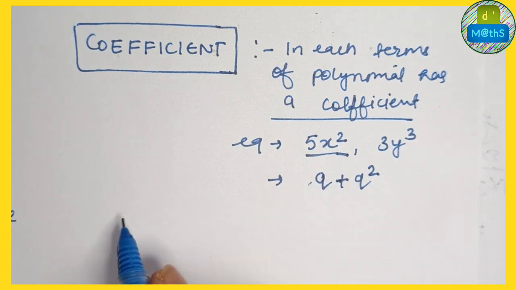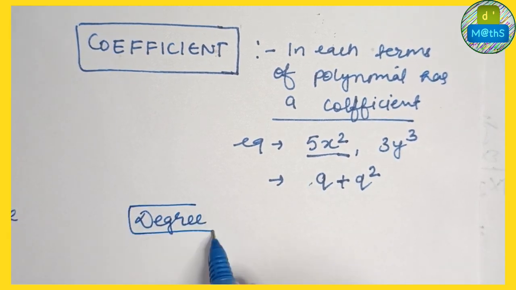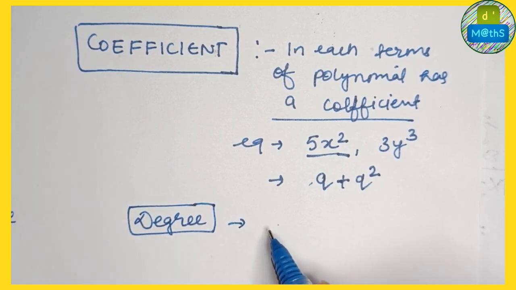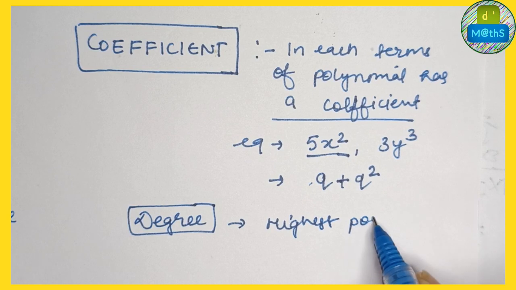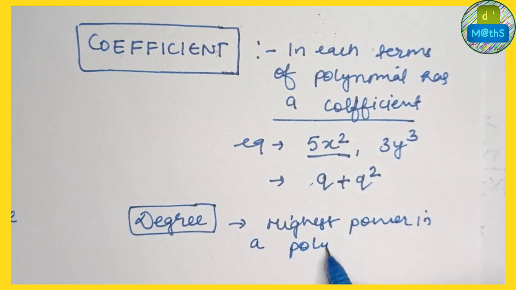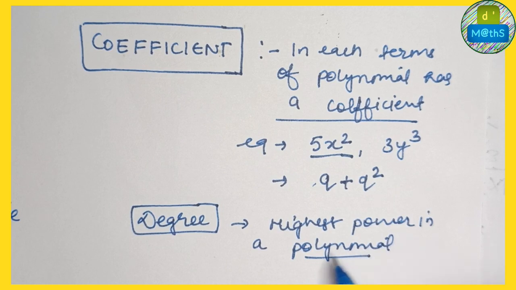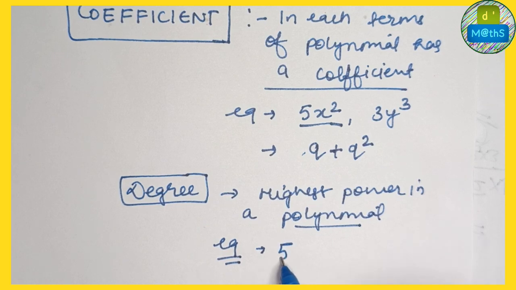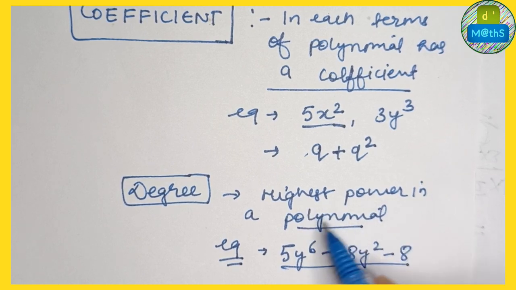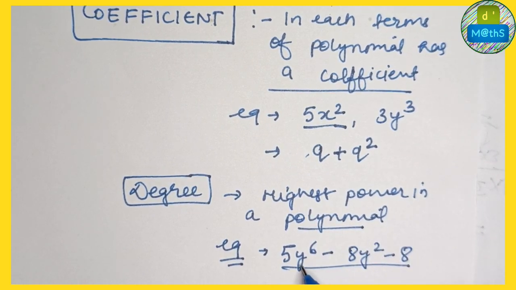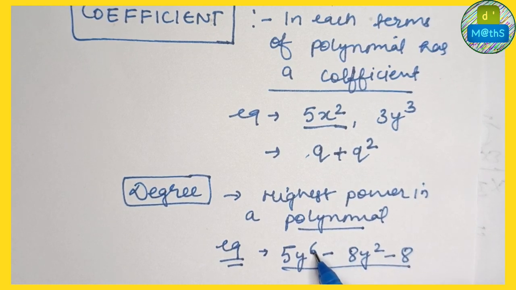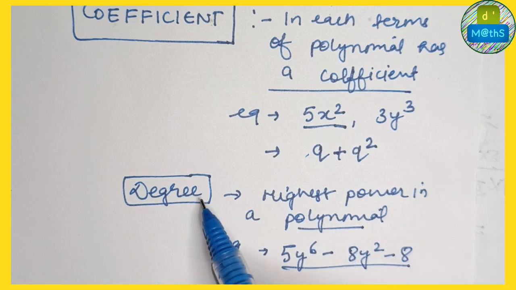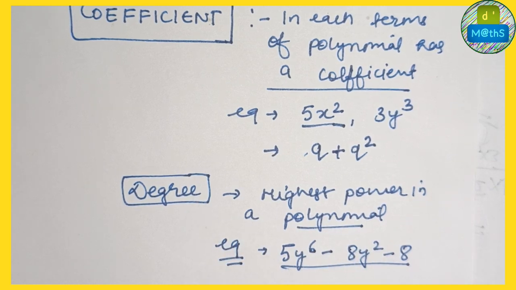Moving to another concept, that is the degree of a polynomial. So what is the degree of a polynomial? Degree is nothing, friends, but the highest power in a polynomial. For example, if I take the equation 5y to the power 6 minus 8y square minus 8, what will be the highest power in this polynomial? The highest power will be 6 only, and that will be your degree. So here the degree will be 6 only. I hope you are getting my point.